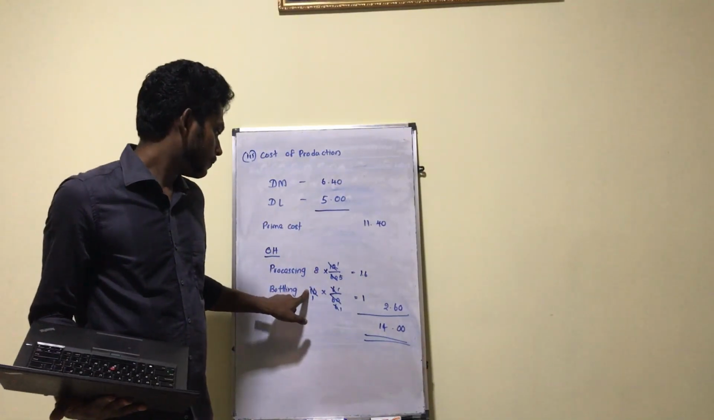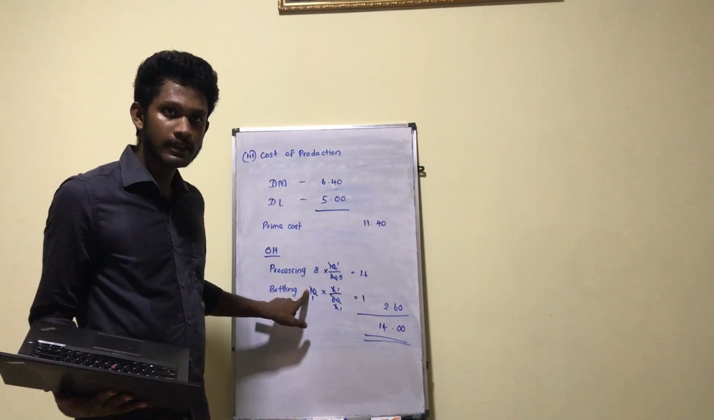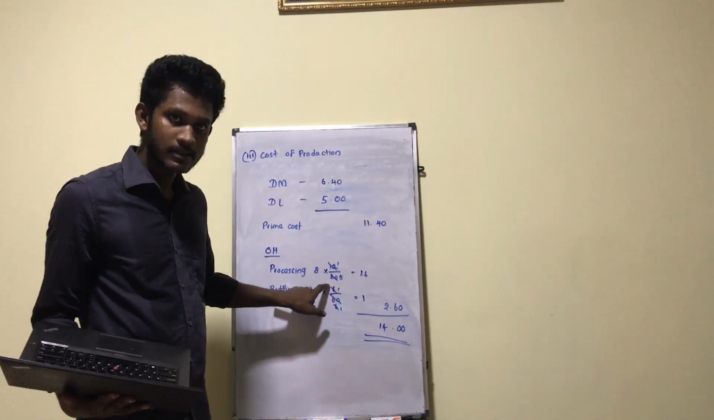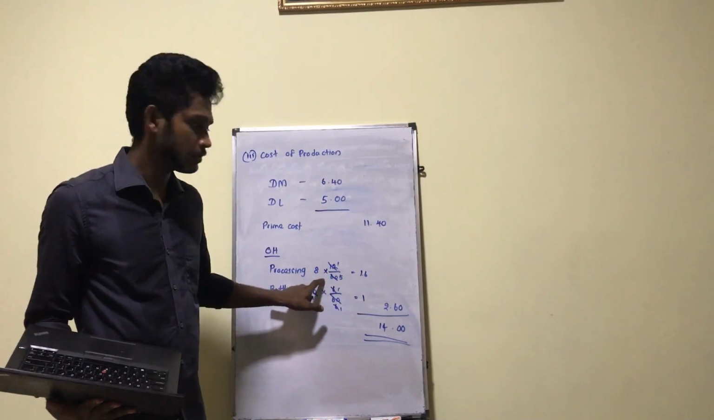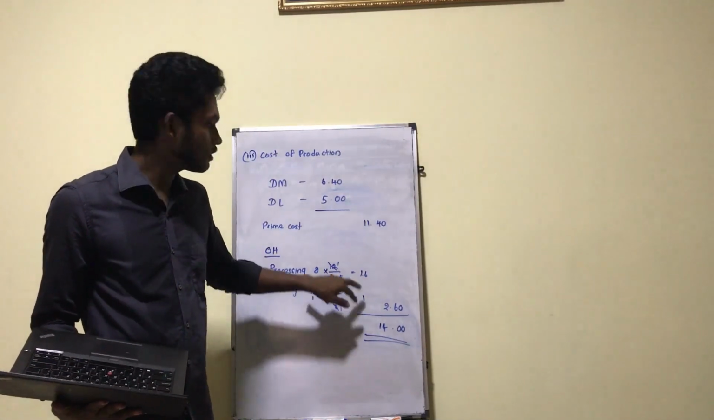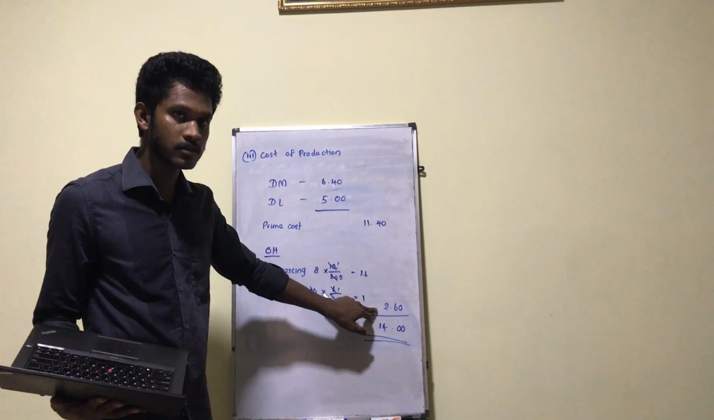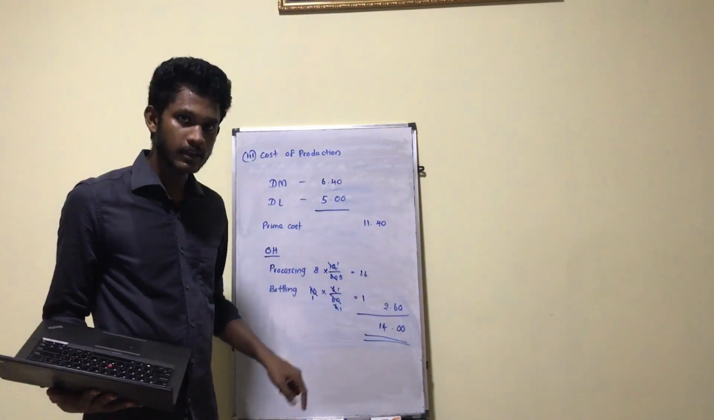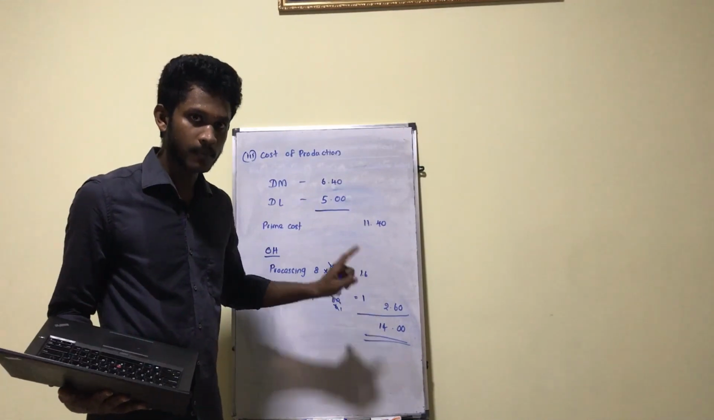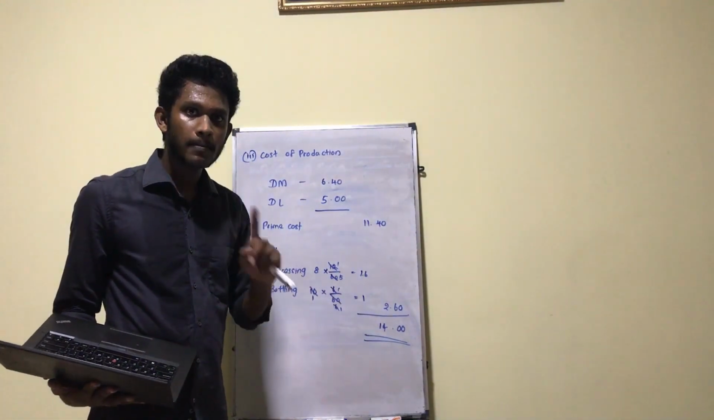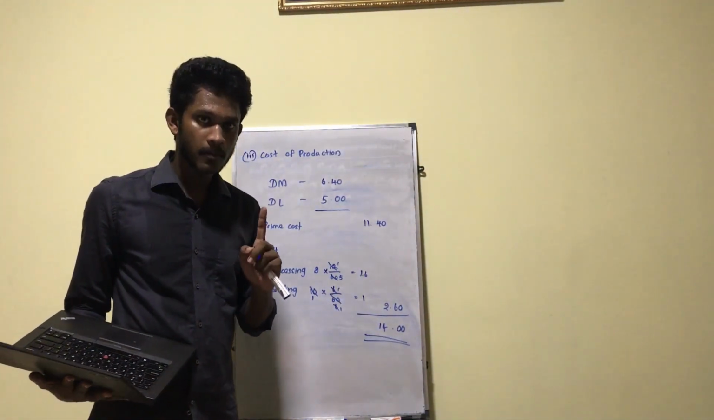And for the bottling division, it says it takes 6 minutes to produce 1 unit. Per 1 hour it's 10 rupees. So for 6 minutes you have to divide by 60 minutes and multiply by 6 minutes. So your answer is 1 rupee. So your total manufacturing overhead cost is 260 rupees. So altogether your manufacturing cost is 14 rupees per 1 unit.